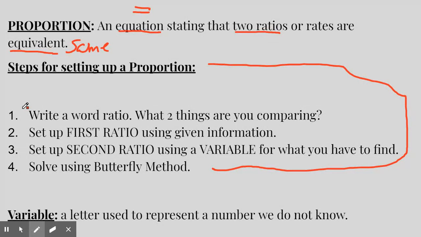So first of all, a variable, you'll need to write this vocabulary word down, is a letter used to represent a number we do not know. So basically with proportions, we're looking for a mystery number. Okay, we want to figure out what that mystery is. And we're going to solve using the butterfly method, which we'll talk about on the next slide.